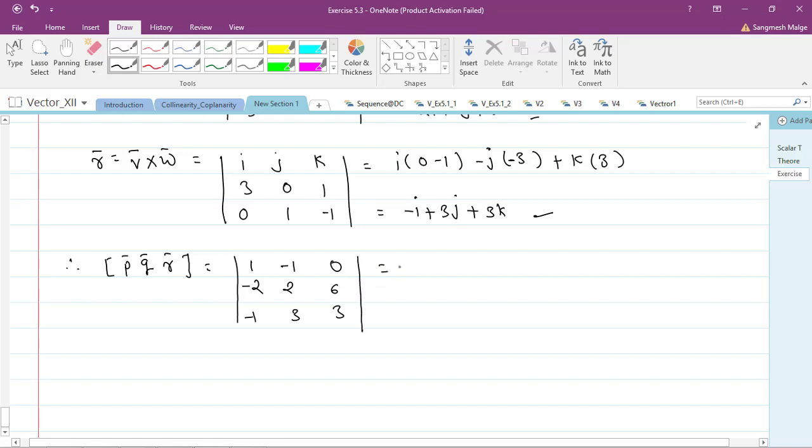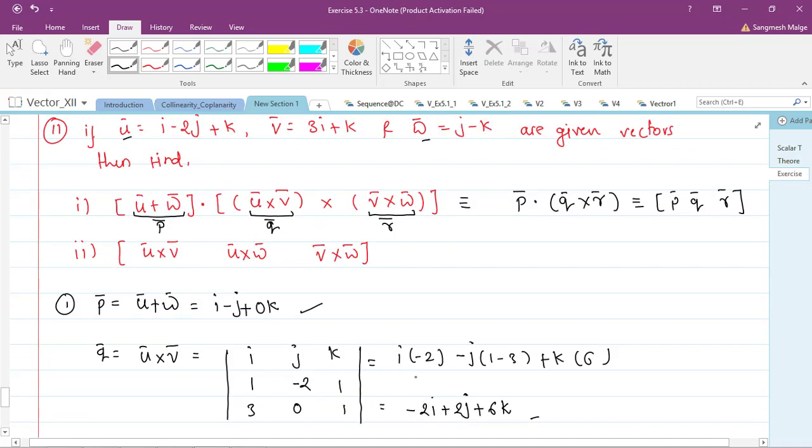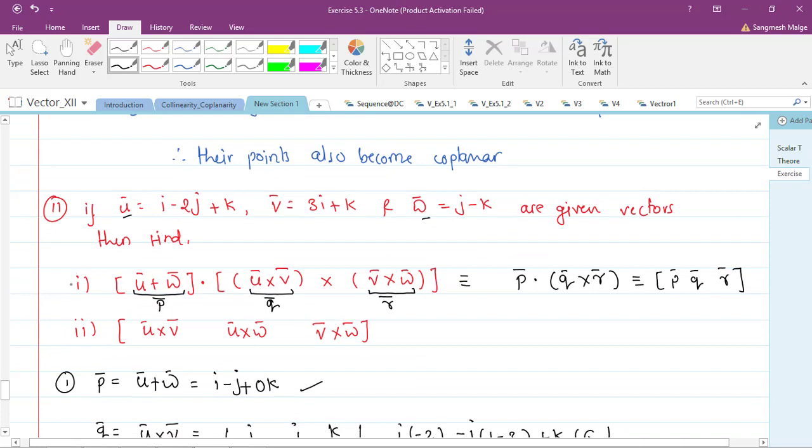So this is equal to 1 into bracket 3 into 6 minus 18, minus minus 1, it's minus 6 plus 6, and 0 into something. So this is equal to minus 12 plus 0. So the answer to the first question is minus 12. Okay, so this is the answer to the first part.